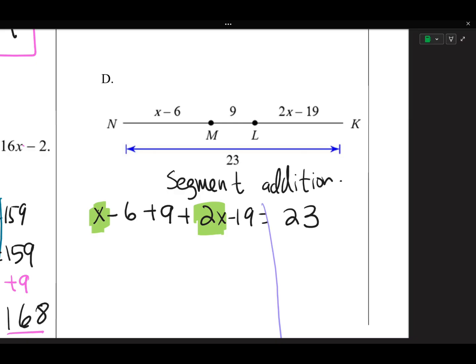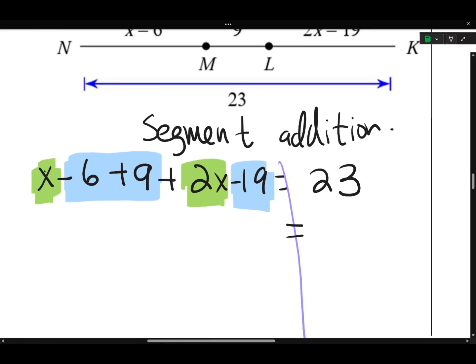I've got x and 2x. I've got negative 6, plus 9, and minus 19. Let's start with those x's. x plus 2x is 3x. Next, we have negative 6 plus 9, which gives us 3. And then 3 minus 19 gives us negative 16.